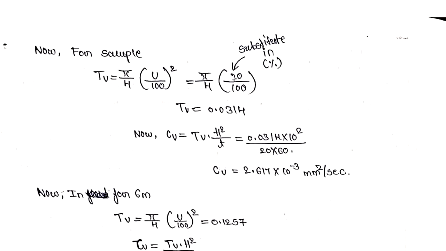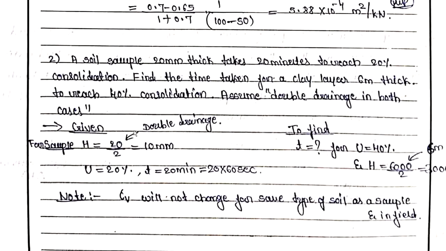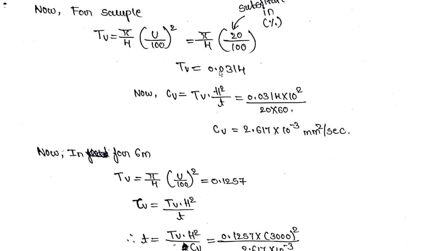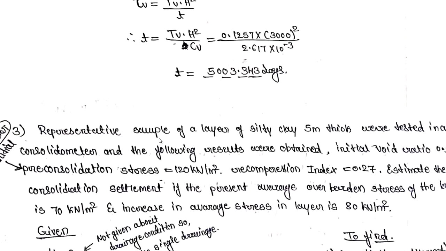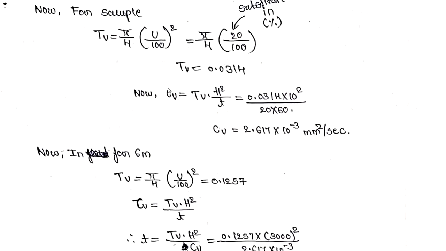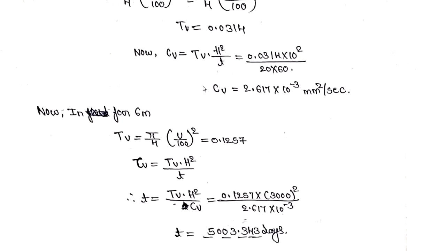If I substitute U as 20% for the first case, then TV is equal to 0.0314. After substituting the TV value, CV is equal to 2.617 into 10 to the power minus 3 mm square per second. This is the value of CV for the sample having 20 mm thickness, which takes 20 minutes to reach 20% consolidation. This CV will remain constant for a particular type of soil, and the same concept we are going to use to solve this problem.